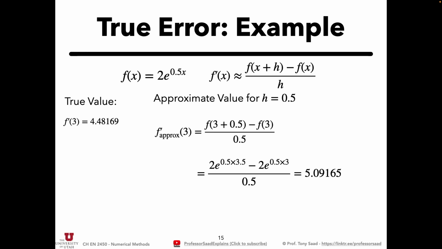So that's your approximate value of the derivative at 3, and this is your true value of the derivative at 3. You take their difference, put it in absolute value, and you get 0.60997. I have no idea what that means, but it's a number. So we're going to build on this now. What happens when I shrink that h? What do you think is going to happen?